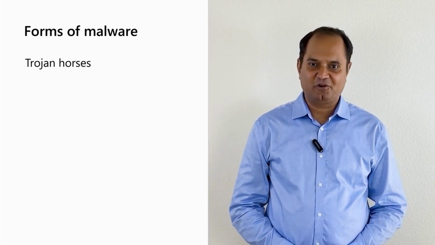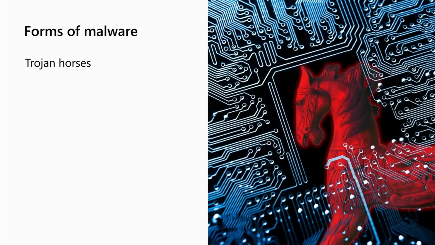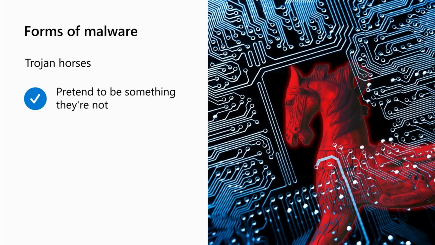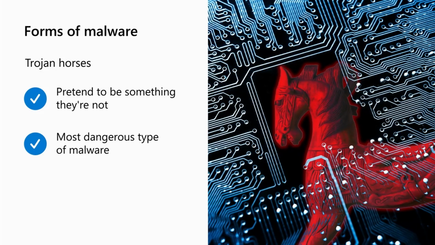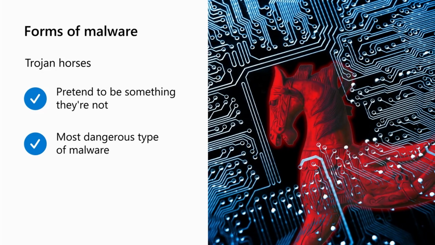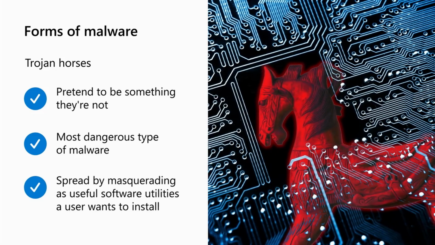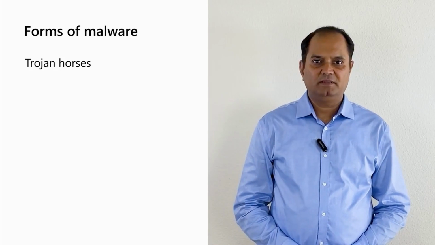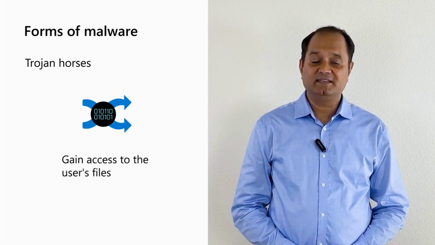Everyone knows the story of Troy and the wooden horse that was used to invade the city. This malware adopts the same name because it pretends to be something it's not. Trojan horses are considered the most dangerous type of malware because of what they are often designed to do. They are spread by masquerading as useful software utilities a user wants to install. Because the user authorizes the install, this malware will often gain access to the user's files, including sensitive or private data.